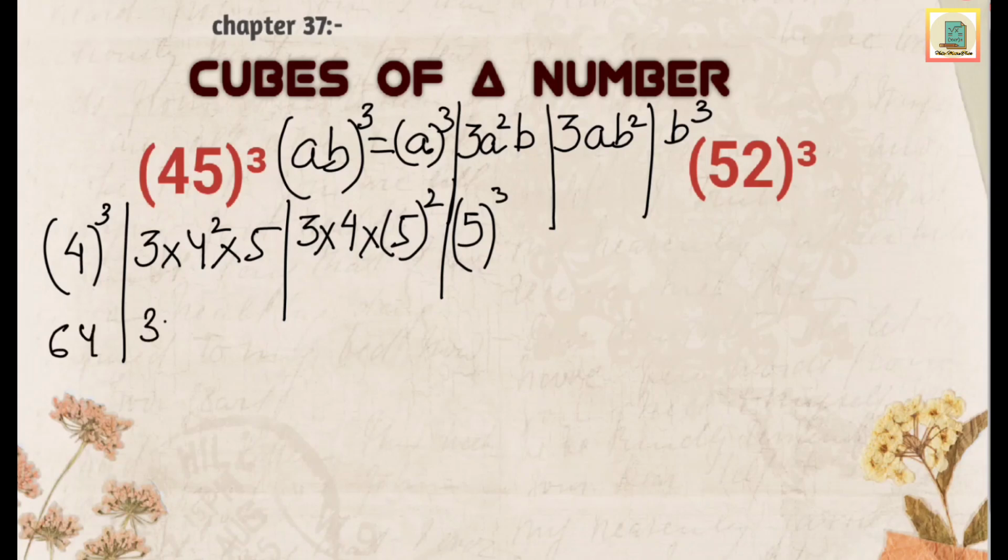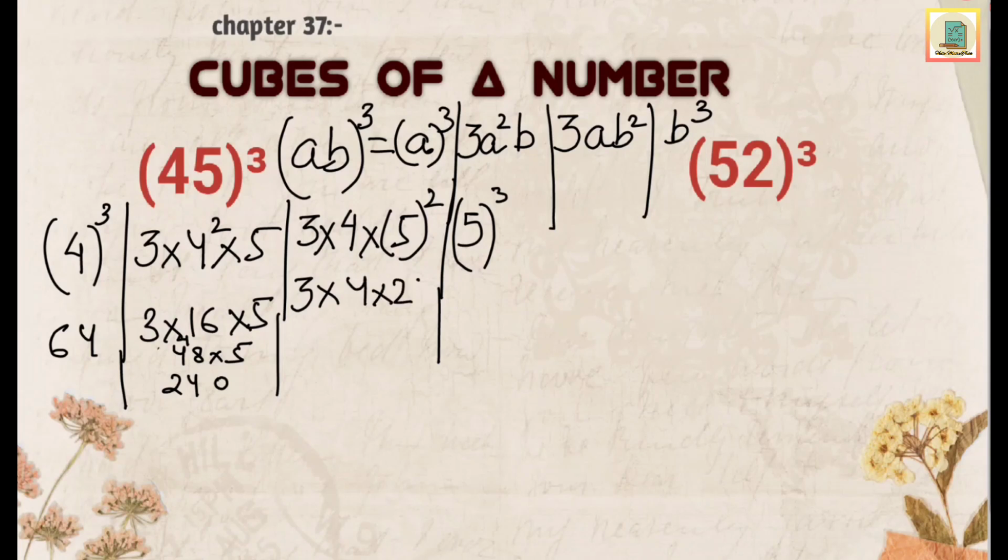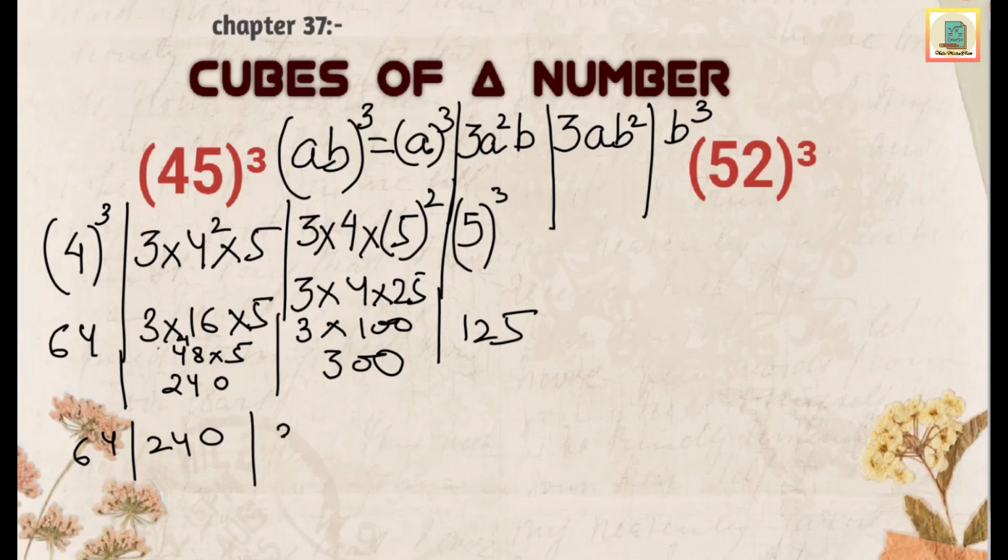Now 3 multiply by 16 multiply by 5. So here 48 multiply by 5, we get 240. Now in the next partition, 3 multiply by 4 multiply by 25. So 4 25s are 100. Multiply by 3, for which we get 300. And the cube of 5 is 125. So let's write all the digits over here. 64, 240, 300 and 125.